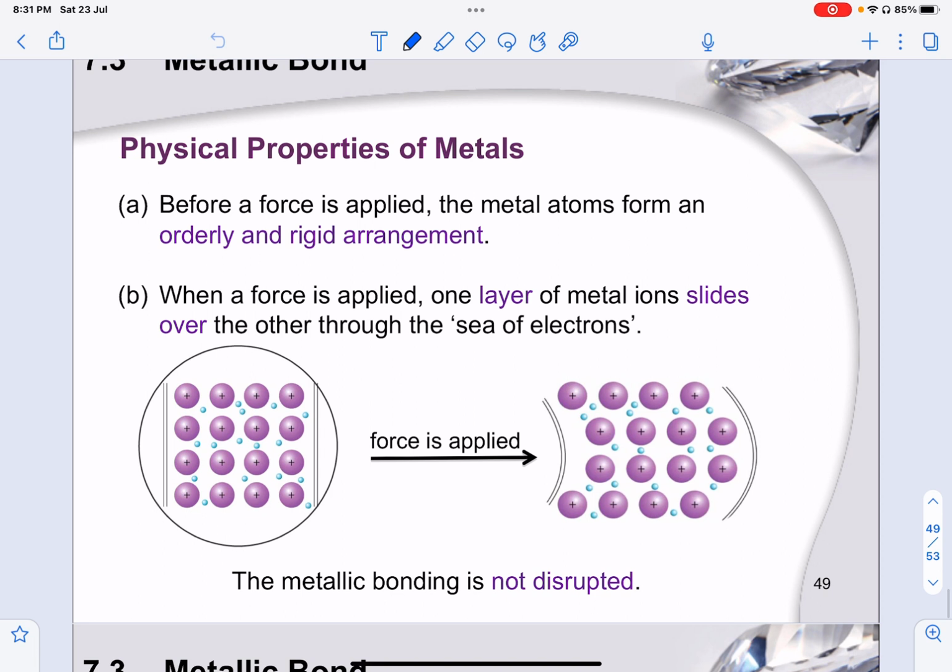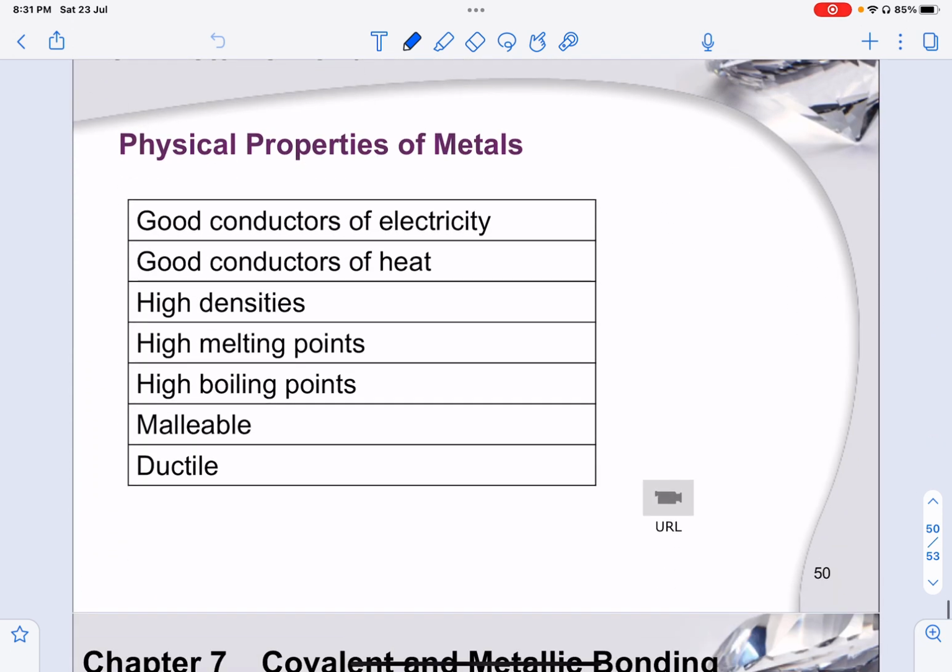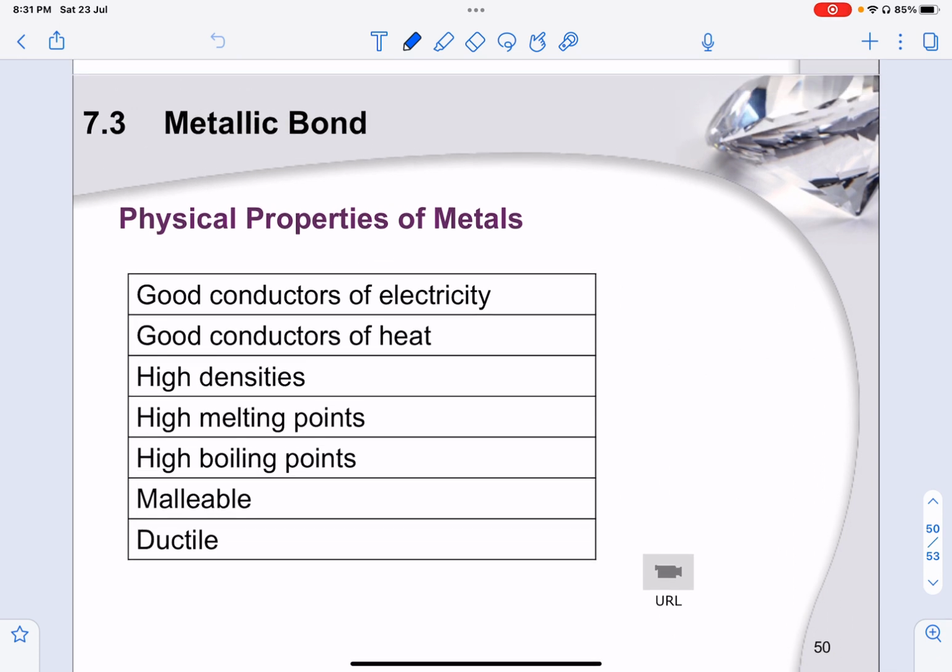So for these physical properties, before a force is applied, these metal atoms tend to form an orderly and rigid arrangement. When a force is applied, one layer of metal ions slides over the other through the sea of electrons, and the metallic bonding is not disrupted. So in a nutshell, the physical properties of metals are: good conductors of electricity, good conductors of heat, high density, high melting and boiling points, malleable and ductile.